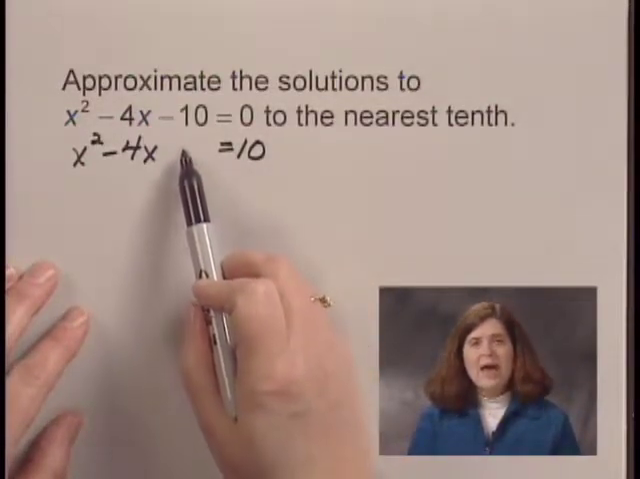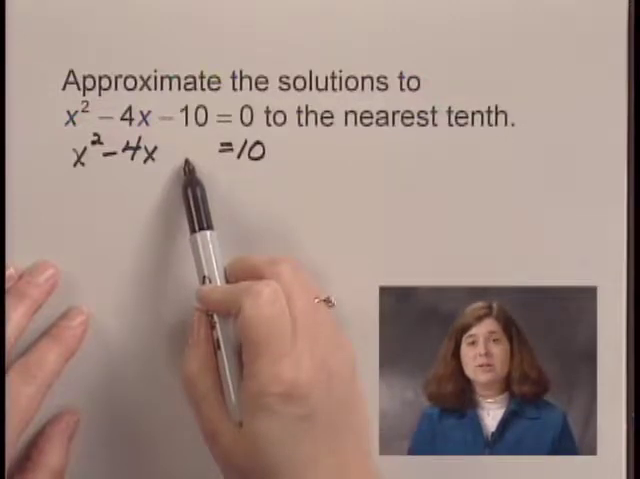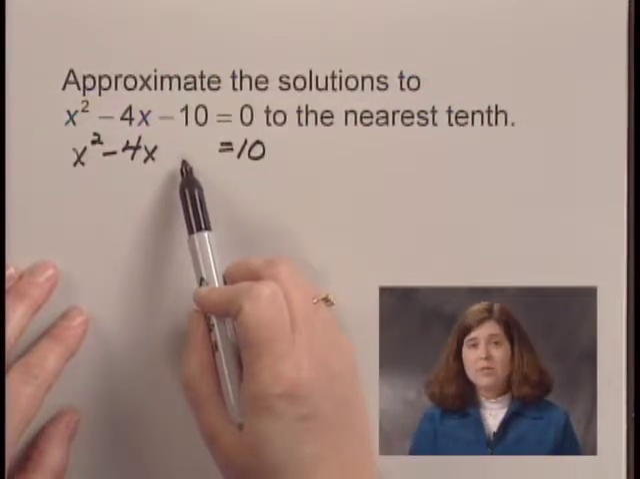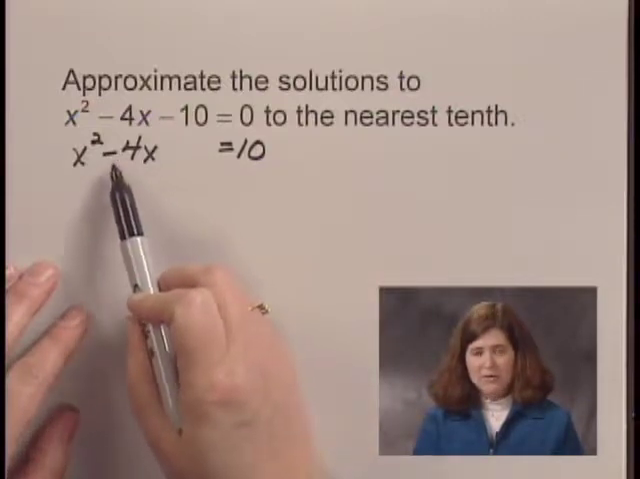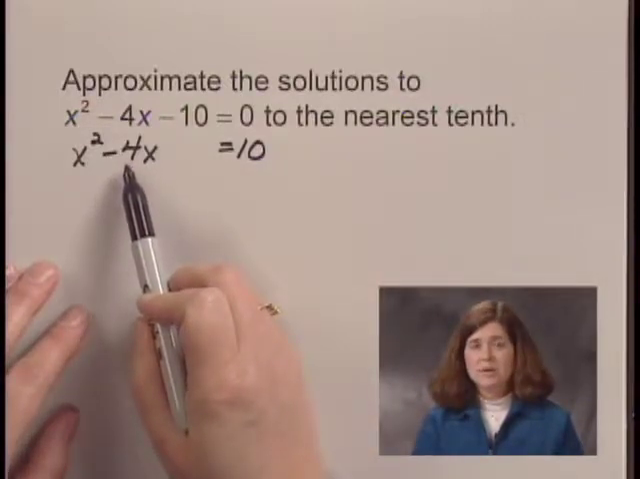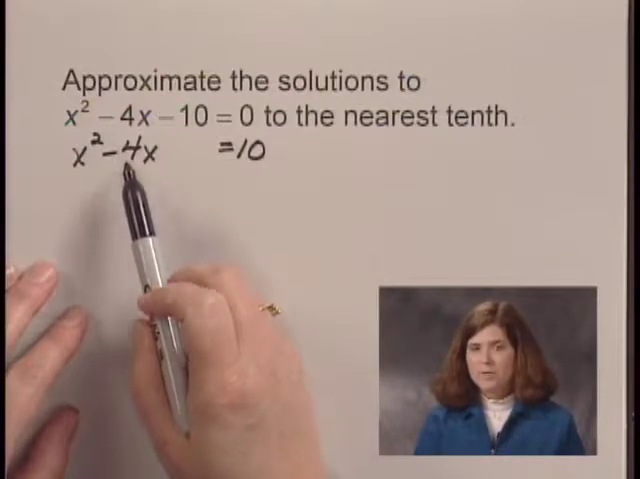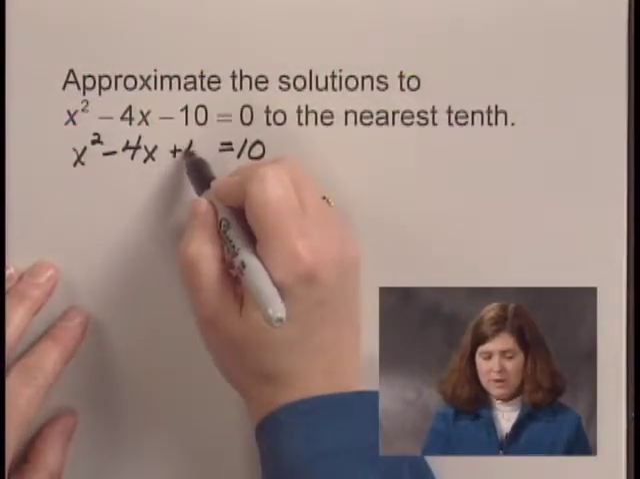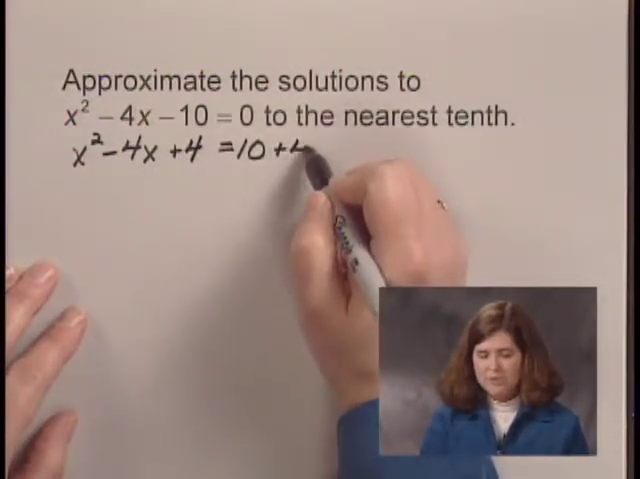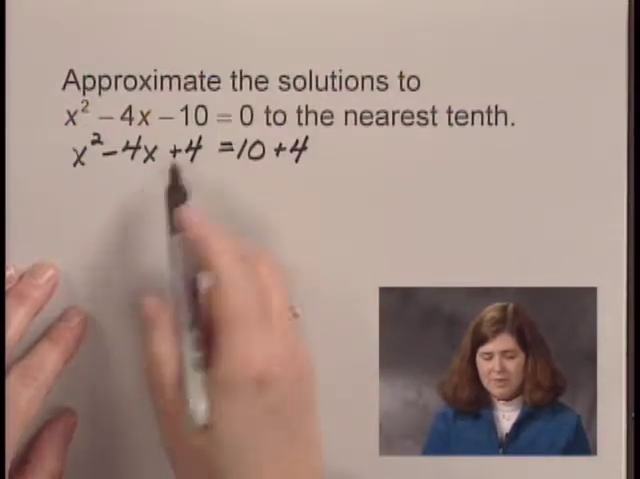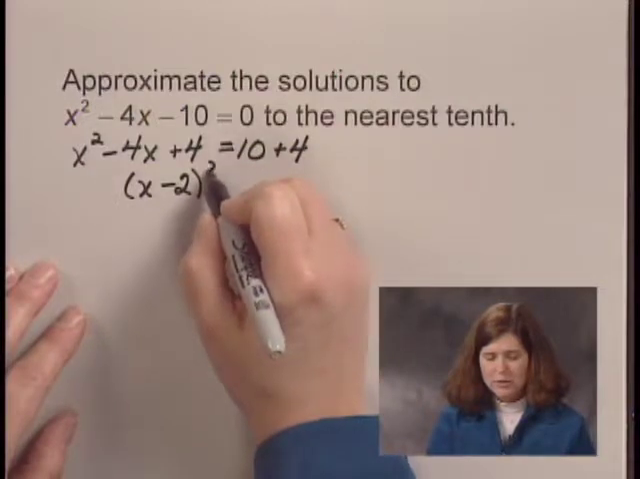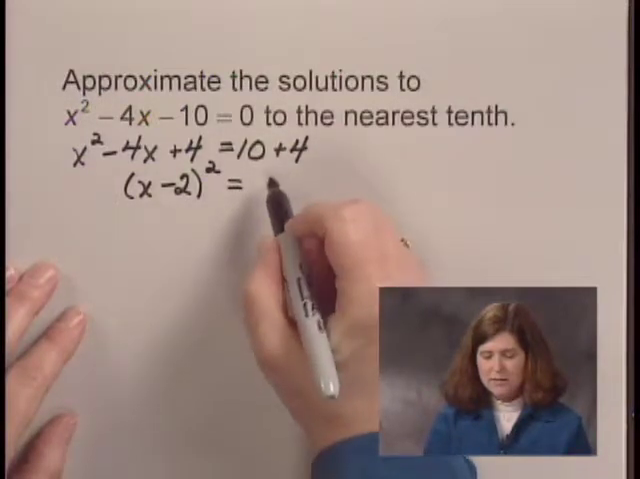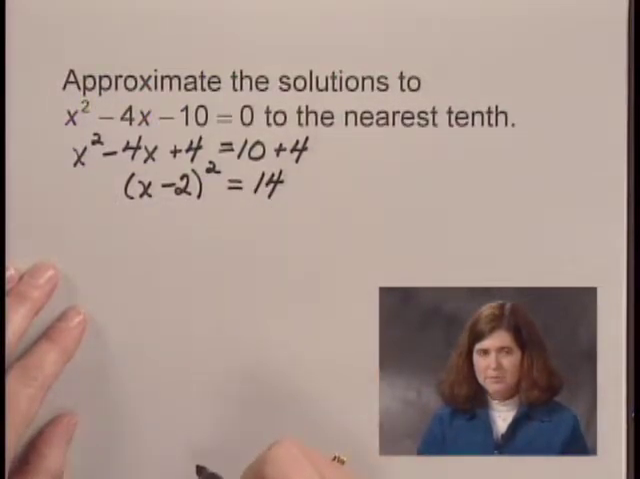And then we add a number here that will complete the square. The number that will complete the square is found by taking half of negative 4, which would be negative 2, and squaring it, which would be 4. We add 4 then to both sides of the equation, and then the left side factors as x minus 2 squared, and that equals 10 plus 4, or 14.